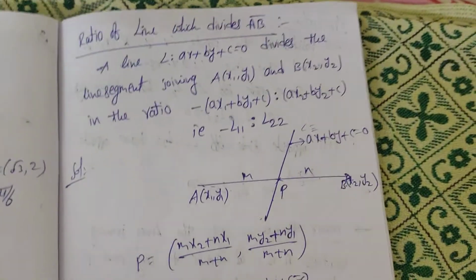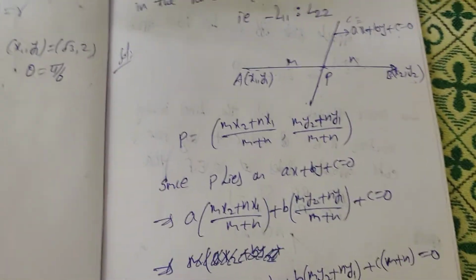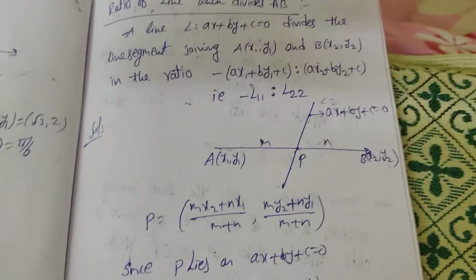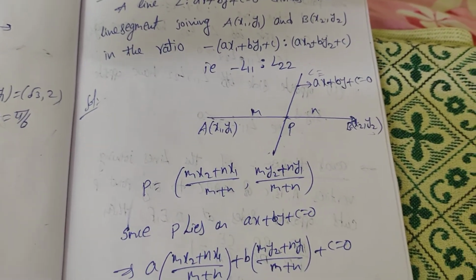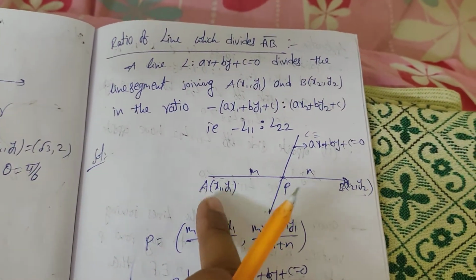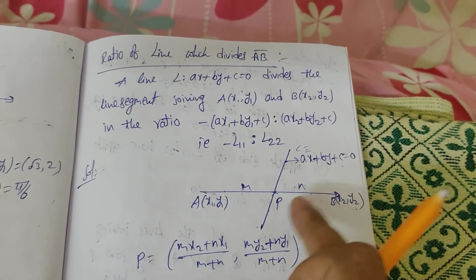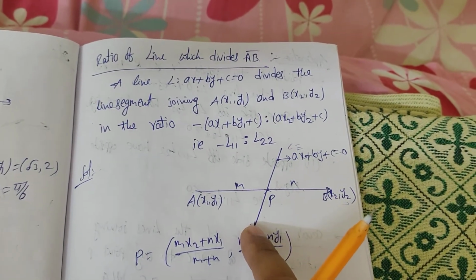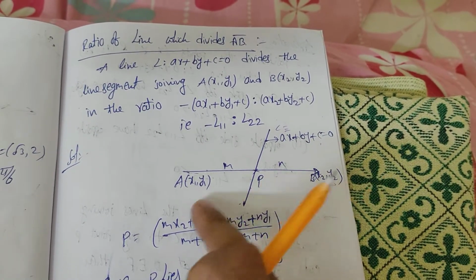Okay, so based on this we have some applications. Suppose you take a line segment AB, and a line ax plus by plus c is equal to 0 divides this line segment AB. That means the points A and B are on opposite sides of this line L, that is ax plus by plus c equal to 0, or they may be on the same side of the line.